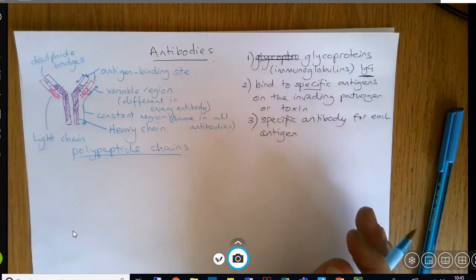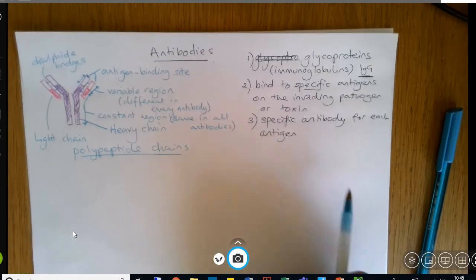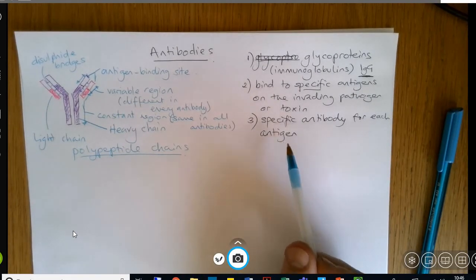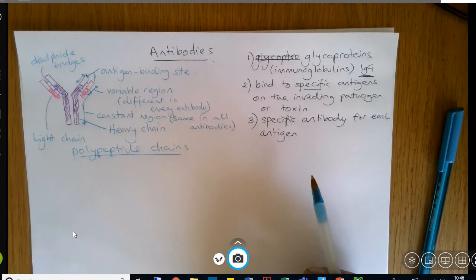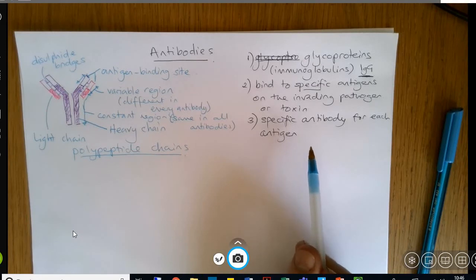So theoretically, no matter what you come into contact with, there will be an antibody to fight that, unless of course your body has never come into contact with it before. That is obviously the problem that is ongoing at the moment with COVID-19: this is a brand new pathogen, a brand new antigen, and so people's bodies don't have the antibodies in them already to be able to fight that.